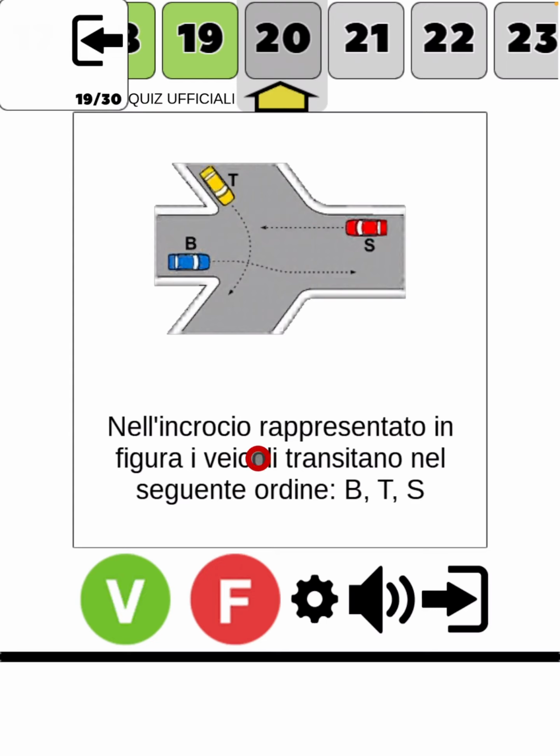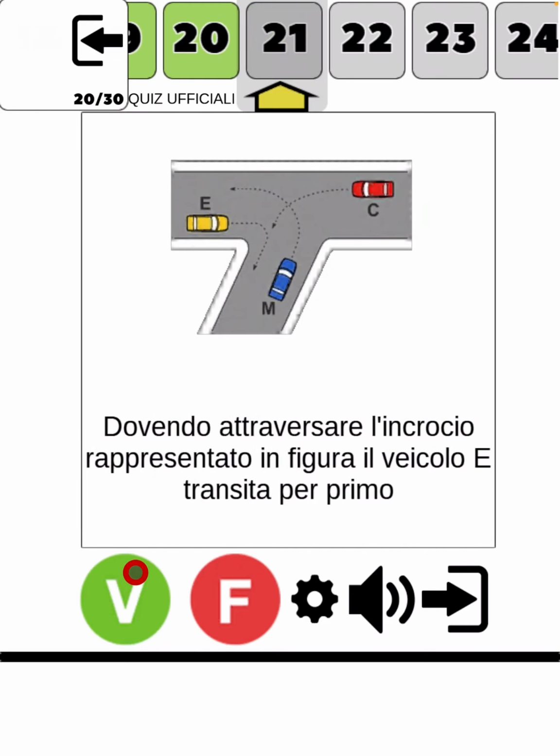B, T, S. The question is correct. B, T, S is correct. At the intersection shown in the figure, vehicles pass in the following order: B, T, S. The question is vero.